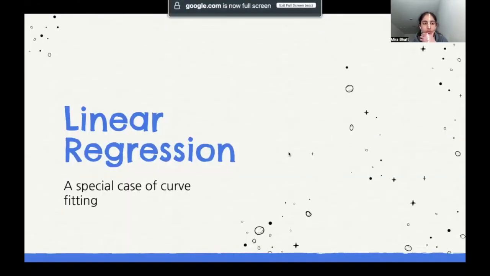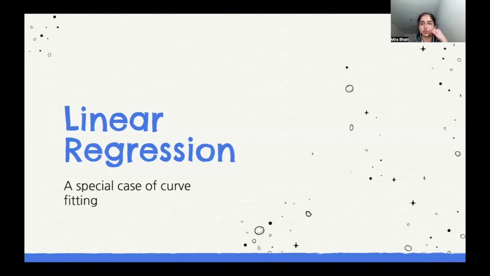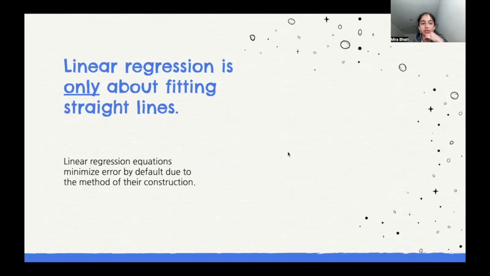Okay, so let's go over linear regression really quick. This is going to be a really broad overview, but linear regression is a special case of curve fitting. We just did it. It's where you only fit straight lines to your data. So it's important that your data looks like it can take a straight line first. But linear regression equations, you can calculate them without having to really use a numerical algorithm like SciPy's. They minimize error by default. So if you use the equations, you're guaranteed to get the best fit line for your data, which is pretty cool and very useful.